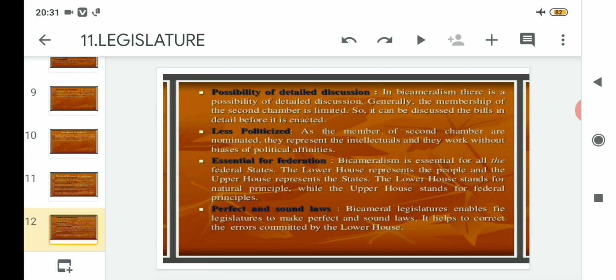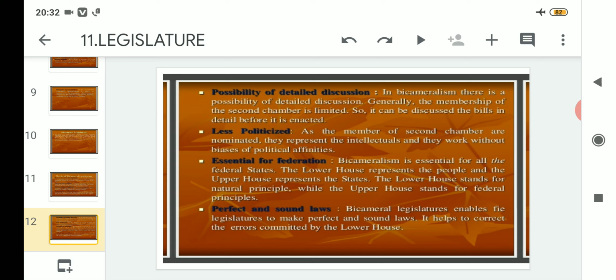Now number 6 is, it is less politicized. As the members of the second chamber are nominated, they represent the intellectuals and they work without the bias of political affinities. It is the nature of bicameral legislature that persons from different communities are included. They can be sportsmen, they can be from a literature background, they can be from a minority background.